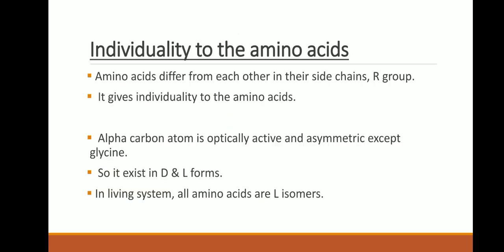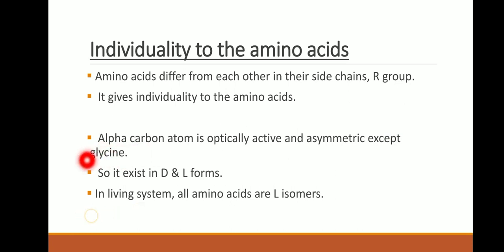So these amino acids differ from each other in their side chains. The symbol R represents the side chain, which varies in different amino acids. The different amino acids show variations only in the R group, and so it gives individuality to the amino acids. And the alpha carbon atom in an amino acid is optically active and asymmetric except in glycine.